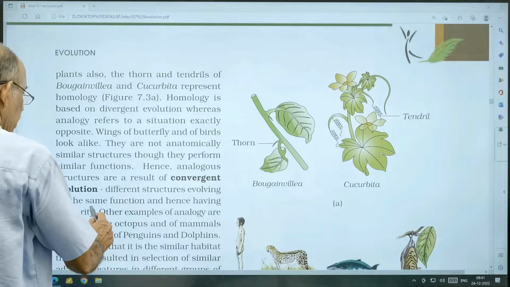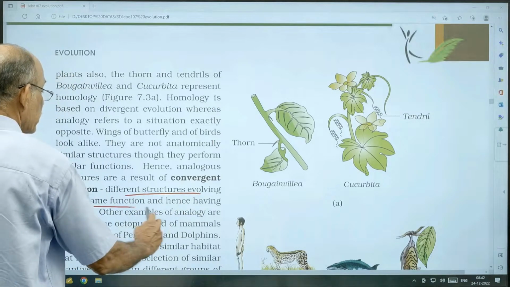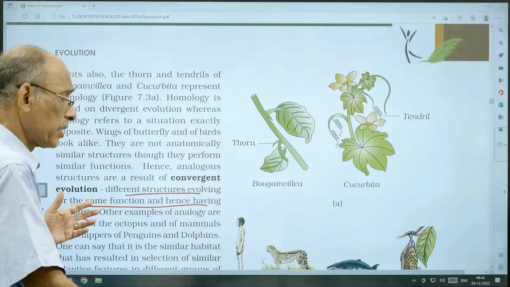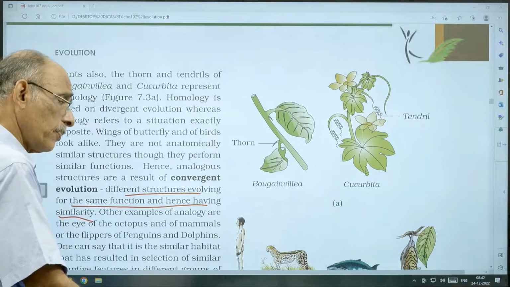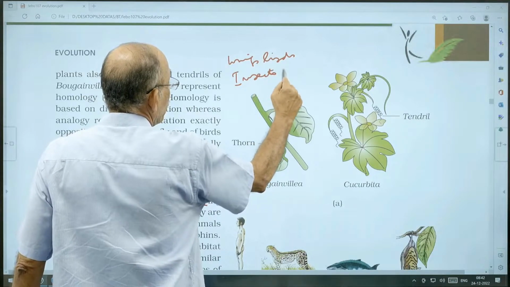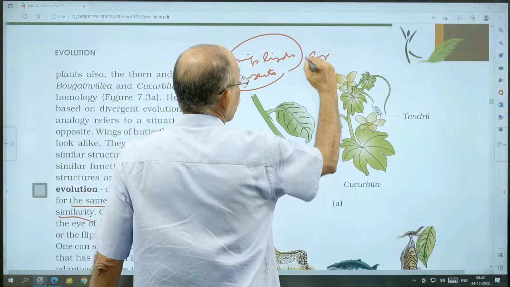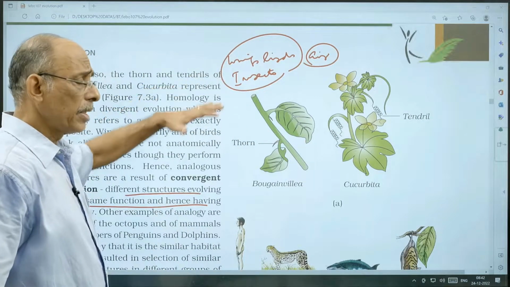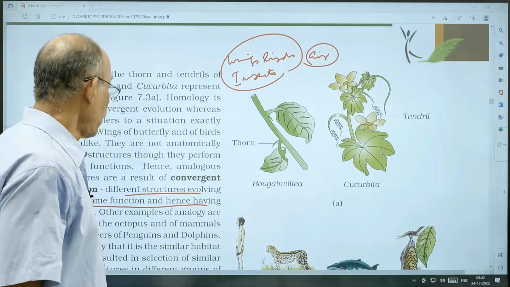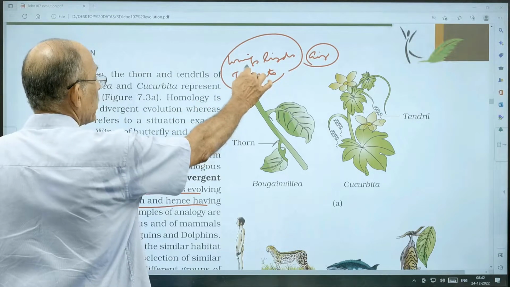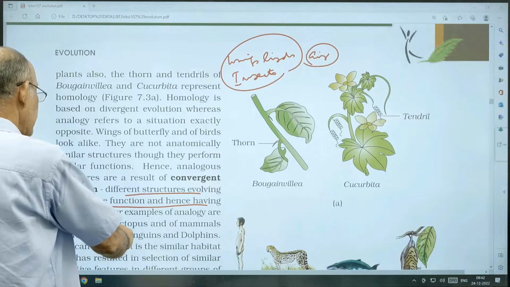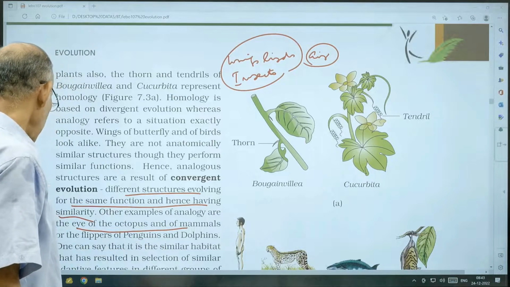Opposite to this, we have analogous structures. Analogous structures means different structures evolving for the same function and hence having similarity. They are embryologically and anatomically different structures, but they evolve to form similarity due to the same mode of living. For example, wings of birds and insects. Both of them have wings to live in the air, or to fly. But wings of birds are pentadactyl wings with some modifications, whereas wings of insects are an extension of the body covering. So the structures differ in origin and anatomy, but are modified in a similar way to suit similar environmental conditions. Other examples of analogous structures: eyes of octopus and mammals, and flippers of penguins, etc.